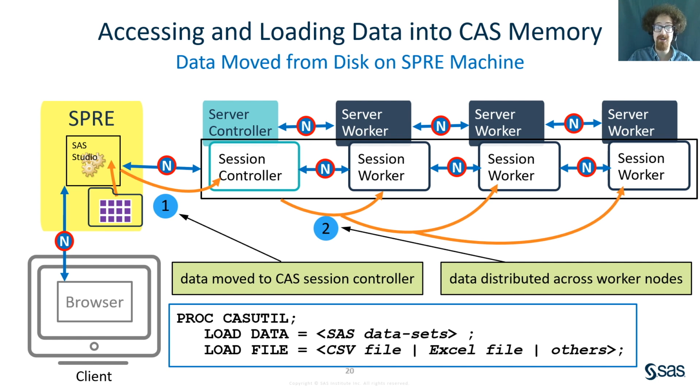So data is stored there in the SPRE machine on disk, and that data is first moved from SPRE to the CAS session controller machine. From there, the session controller distributes the data across all CAS workers in memory. To do this, you can either use a LOAD DATA= statement and name a SAS dataset from your SAS library in your SPRE session, or you can use the LOAD FILE= statement and name a file from the SPRE machine file system. These can be CSV files, a worksheet from an Excel workbook, and a few others.